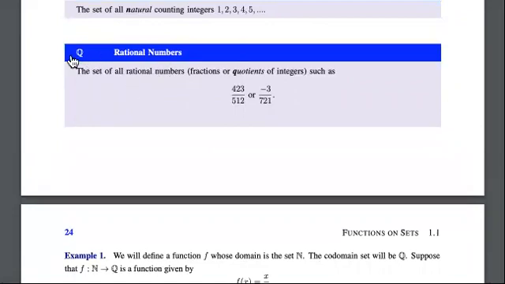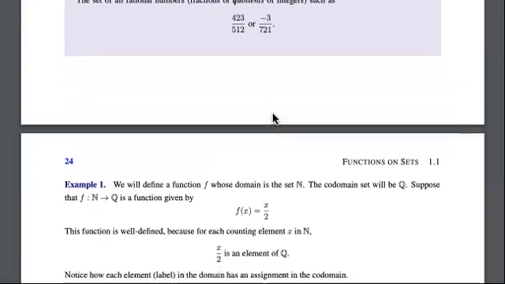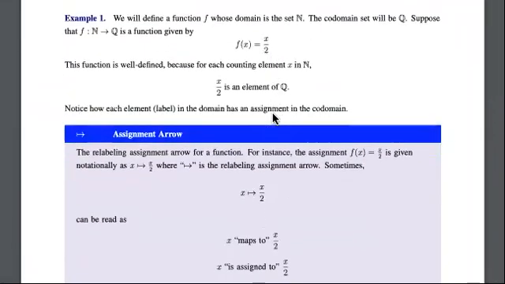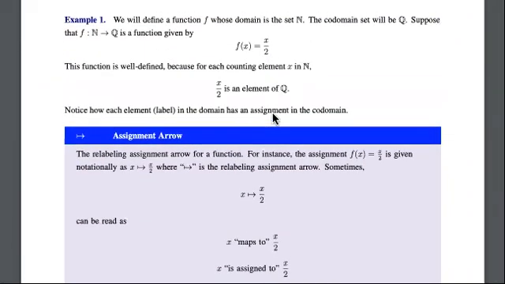Rational numbers, Q, are quotients of integers, fractions basically. Any kind of fraction is a rational number. So we have an example here. We define a function whose domain is the set N and whose codomain is Q.